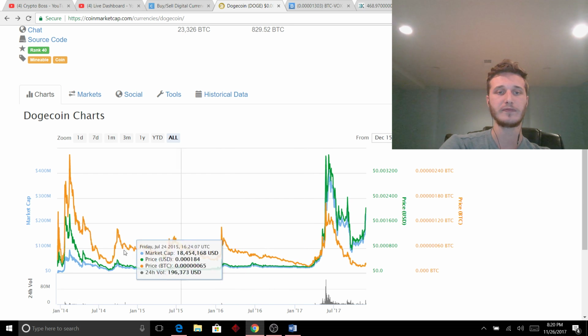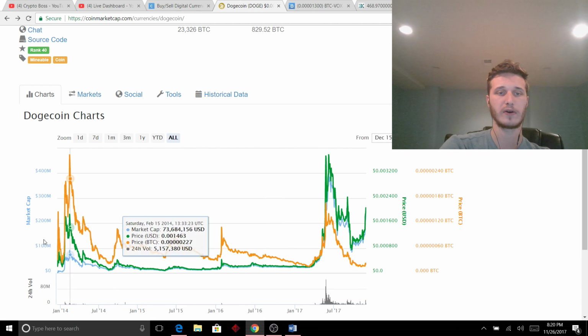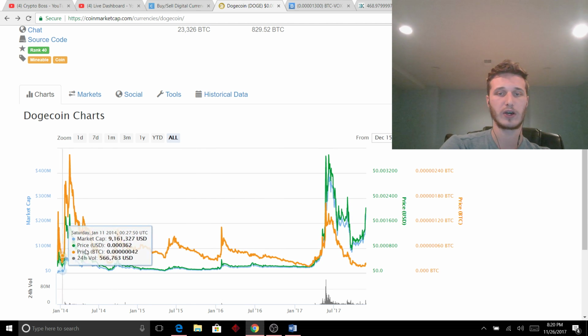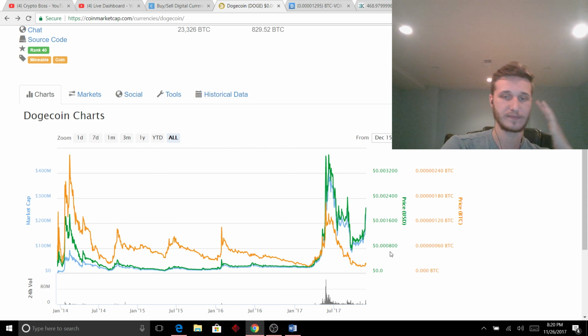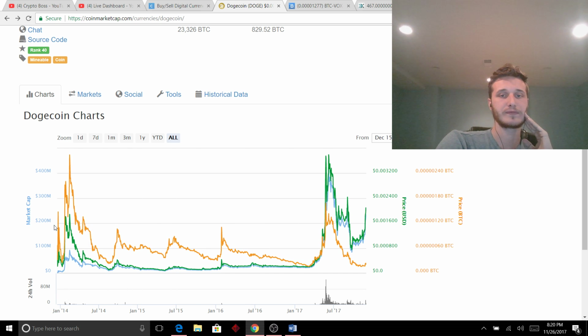So this one has ups and downs just like Bitcoin, but the overall price just seems to be going kind of flat. And this is a 3.5 year graph. So in 3.5 years, it hasn't really managed to go anywhere.